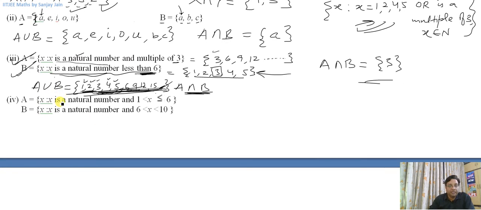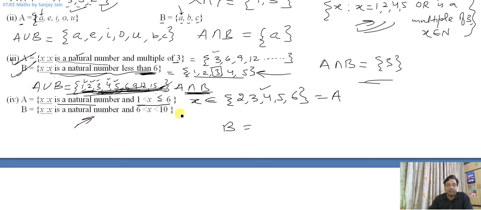Now look at this one. X is a natural number and X is less than or equal to 6 and greater than 1. So let me write X for you. X equal to 1 will not be there, right? It will start from 2, 3, 4, 5 and go up to 6. So these are the elements of set A. This is set A. What is set B? It is again a set of natural numbers between 6 and 10. So this time between 6 and 10, that means 7, 8 and 9. 6 is not included, 10 is not included.